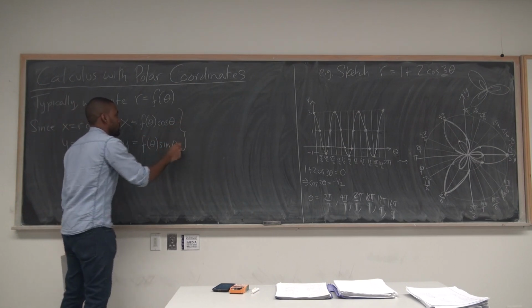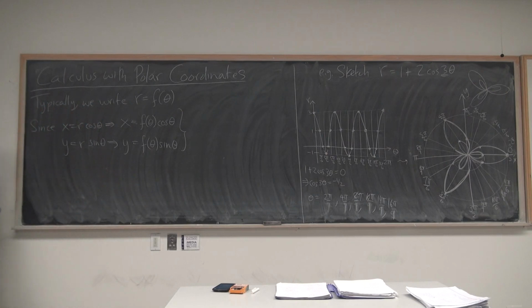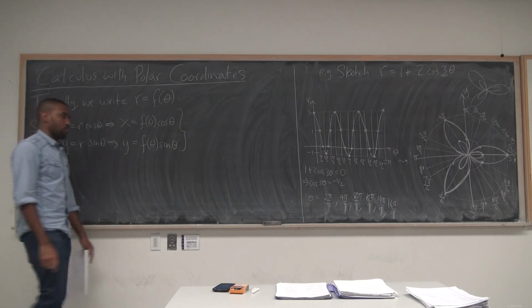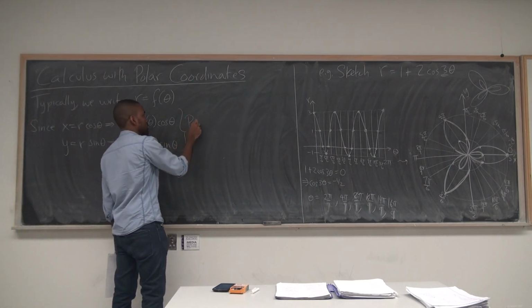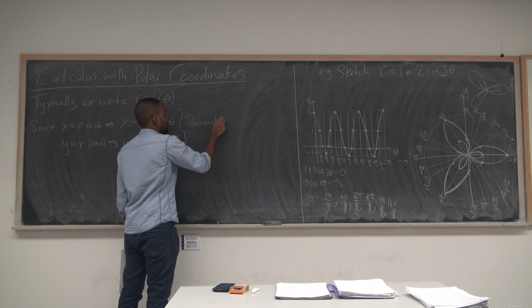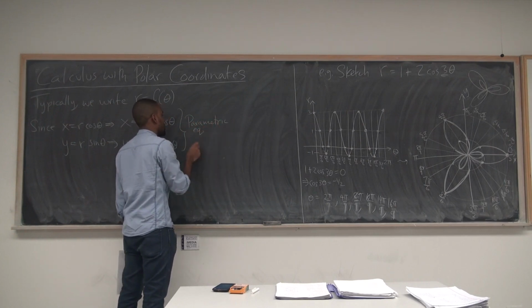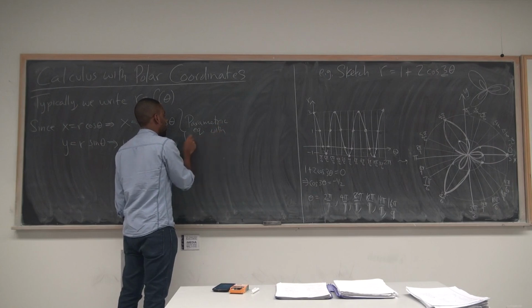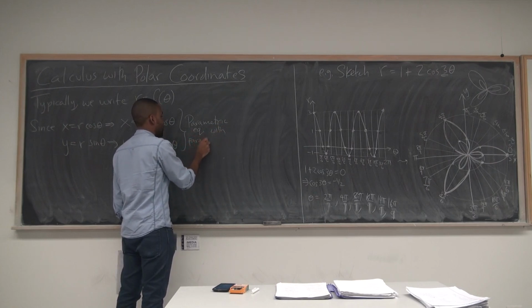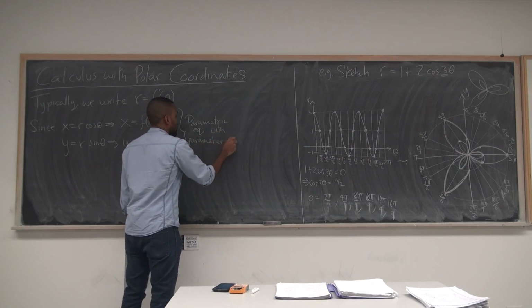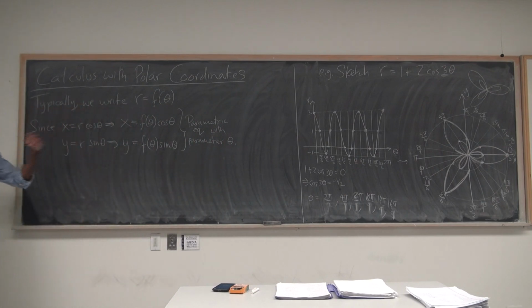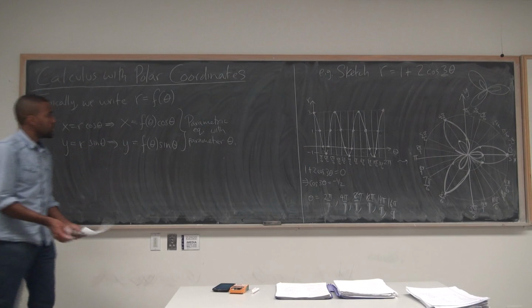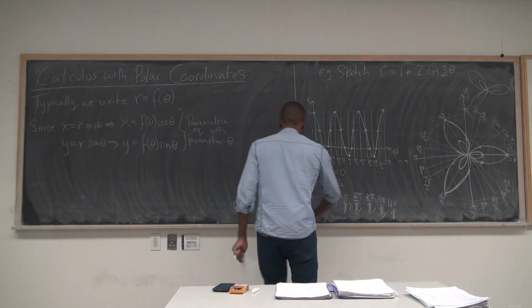Now what kinds of equations are those? Those are parametric equations, with parameter theta. Which means all the rules that I told you about parametric equations apply here. It's just that now theta is my variable instead of t.